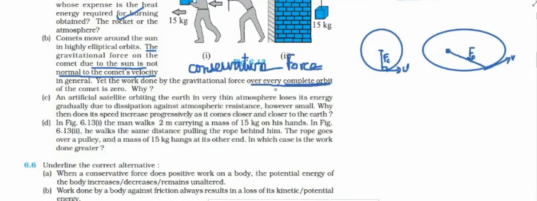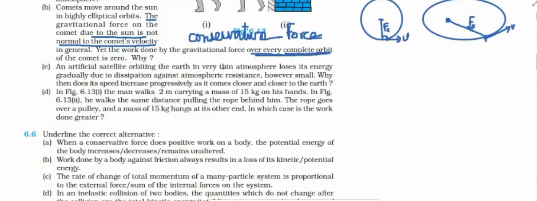So what is your answer? The work done by a conservative force to move an object over a closed path is 0. That is the reason. That is one of the properties of conservative forces you have studied. Okay, come to the next question.